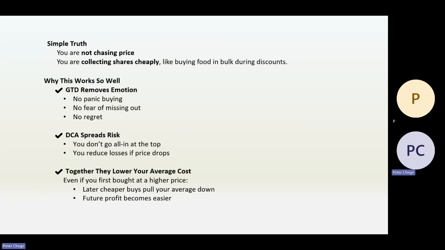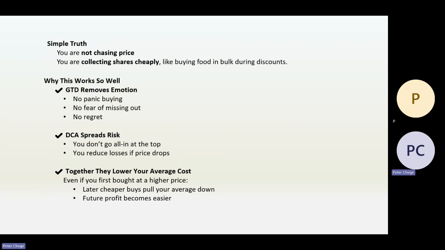Why does this work well? First of all, DCA removes emotions. You are not panicking. No fear of missing out and no regrets. And as I said, when you see your portfolio in red, don't panic. This market goes up and down. Prices will never stay down. At one point, they will recover.